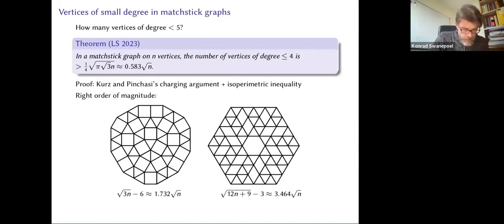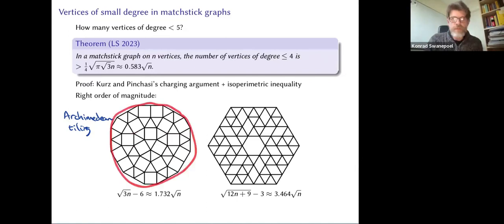One of them is an example of an Archimedean tiling, or a semi-regular tiling. Around each vertex, you always get the same pattern of a square, triangle, square, triangle, triangle. This thing has translational symmetry. It is symmetric, you can extend it as big as you want. Every vertex has degree 5 if you go off to infinity, but you have to find some finite piece out of it, and this is a nice round piece. And so then you get not so many vertices of small degree.